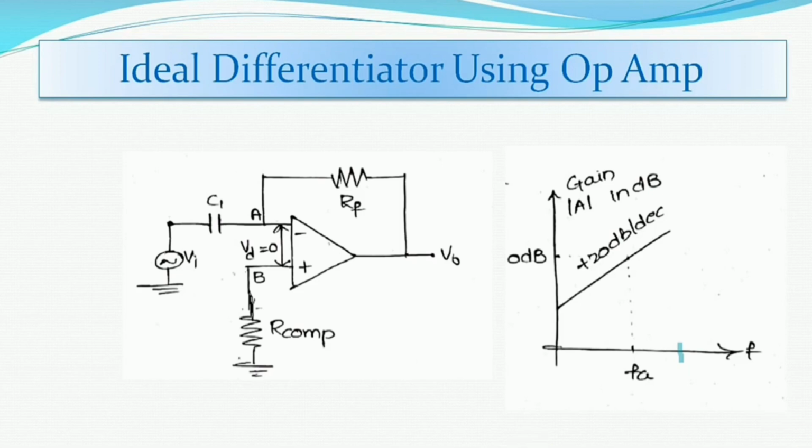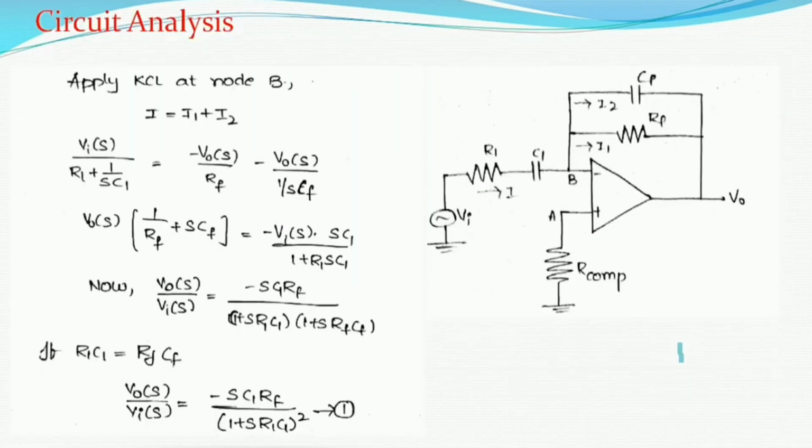Okay, now let's see how to obtain the output equation V naught in terms of the input. If you observe the circuit, for the current equation we can apply KCL at node B. That is, the algebraic sum of entering currents will be equal to the algebraic sum of leaving currents. So we can write I is equal to I1 plus I2.